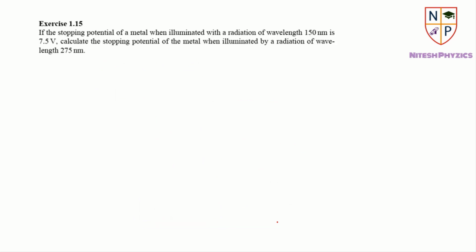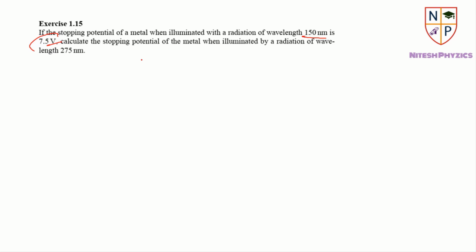If the stopping potential of a metal when illuminated with a radiation of wavelength 150 nanometer is 7.5 volt, calculate the stopping potential of the metal when illuminated by a radiation of wavelength 275 nanometer. So given wavelength 150 nanometer and given stopping potential, in first case 7.5 electron volt.